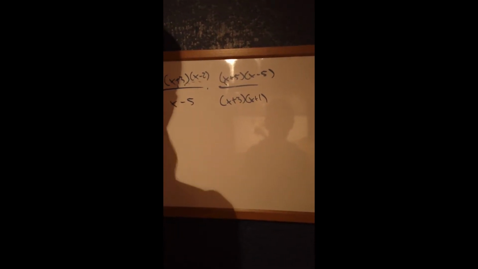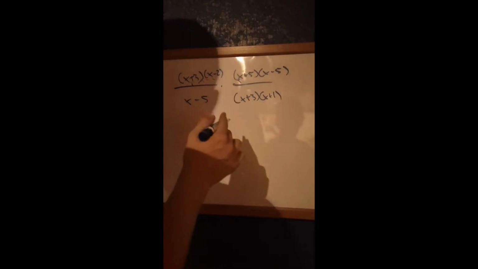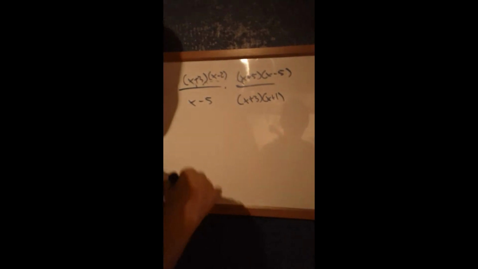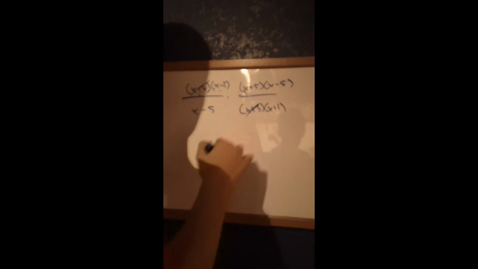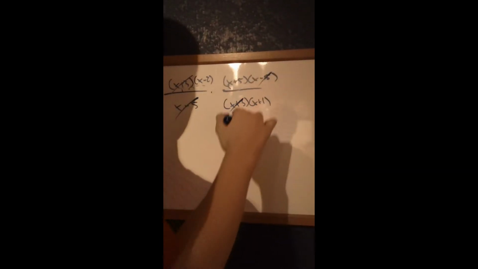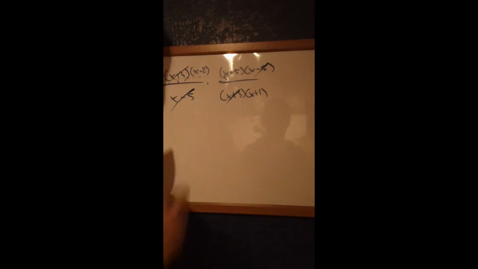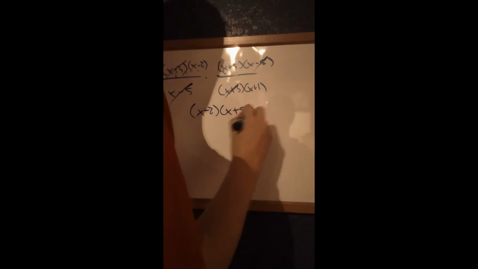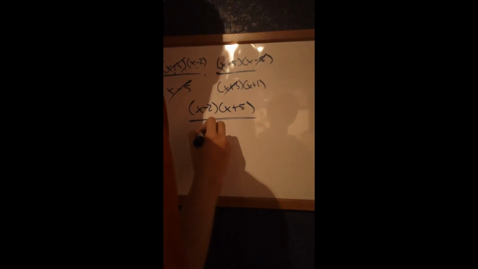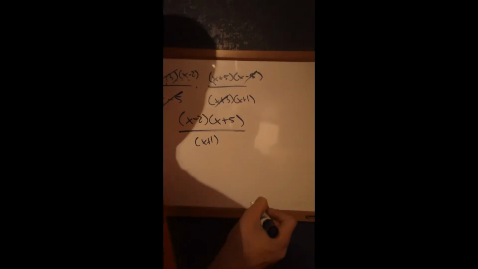You can cancel up and down, and you can cancel diagonally for multiplication problems. There's nothing to cancel up and down on either one, so we're going to go ahead and cancel diagonally. x plus 3 and x plus 3, x minus 5 and x minus 5. Then you just multiply across: x minus 2, x plus 5 over x plus 1. And that's it.